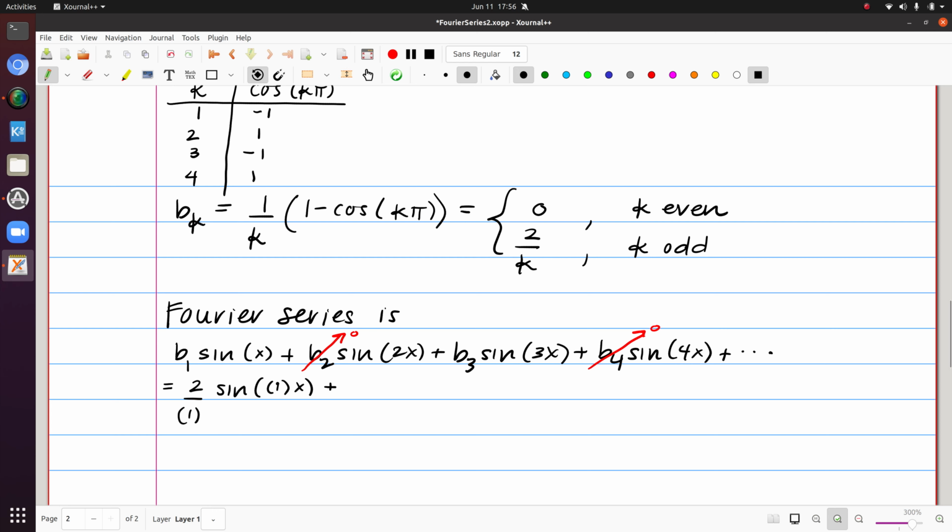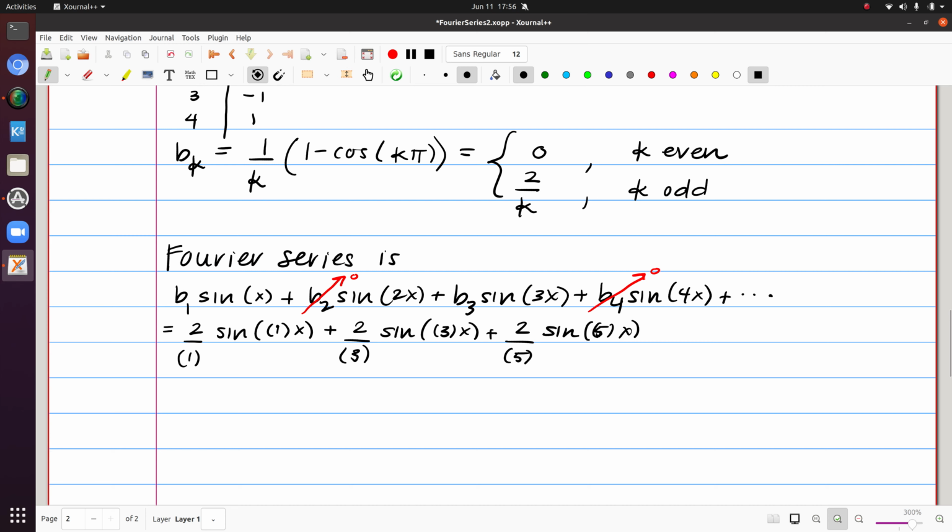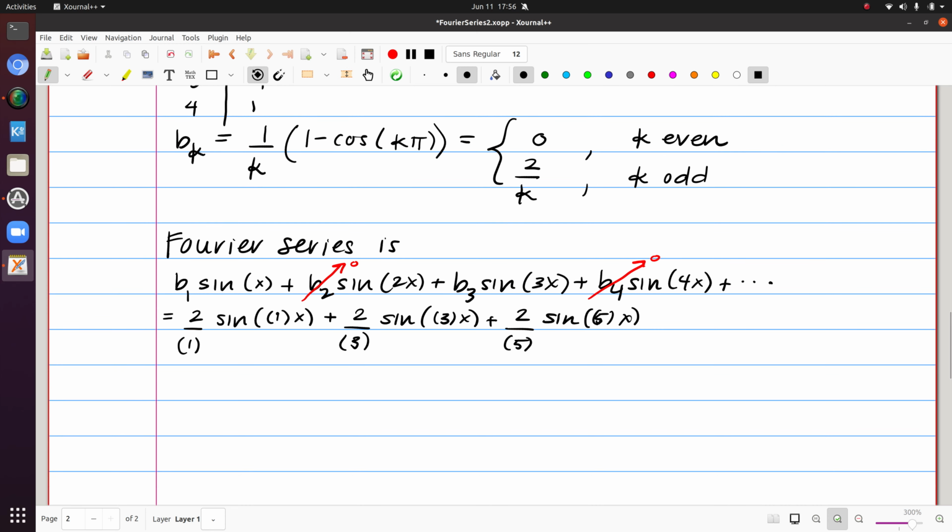Then the next term is going to be our next odd value, in which case we get 2 over 3, and this would be sine of 3x. And then I could imagine the next term would be 2 over 5, sine of 5x. So my purpose in writing these out is only to help me to see the pattern that I should get and how I should express this in sigma notation.